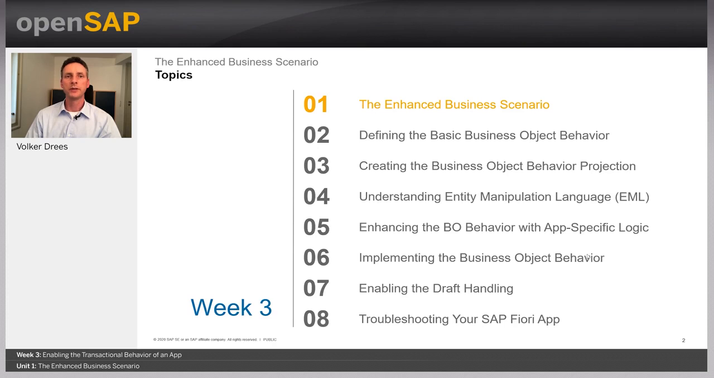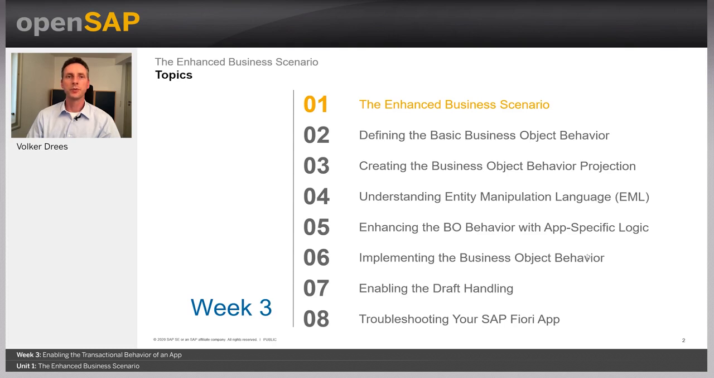This week, we will enable the transactional capabilities of the list report application step by step. We will start by creating the basic behavior definition, followed by the behavior definition projection. Then we will conduct a little breakout, introducing the entity manipulation language that is required to implement the actual business logic. We will then continue to enhance the behavior definition with validations, determinations, and actions, followed by the corresponding implementation using ABAP. In Unit 7, we will enable draft handling for our business object. Finally, we will take a look at some troubleshooting tools and approaches.